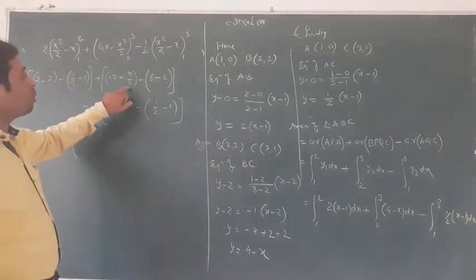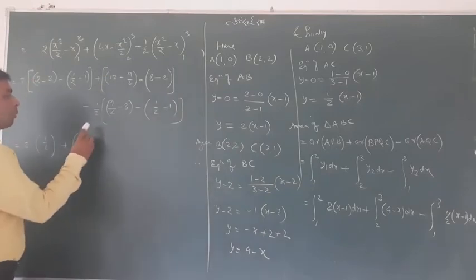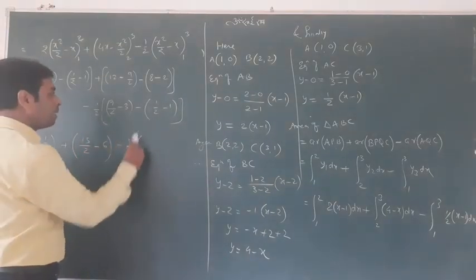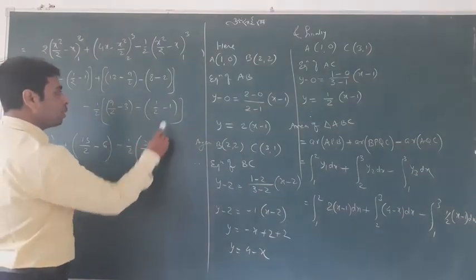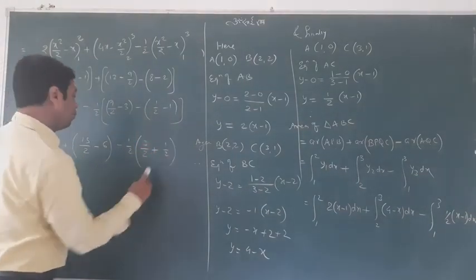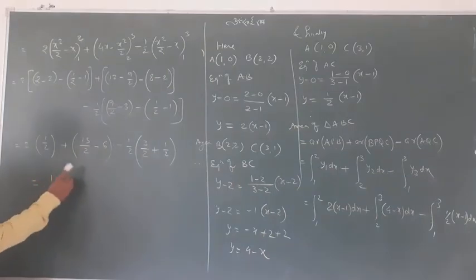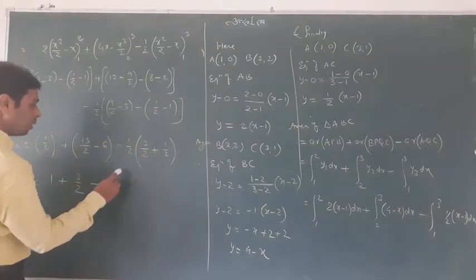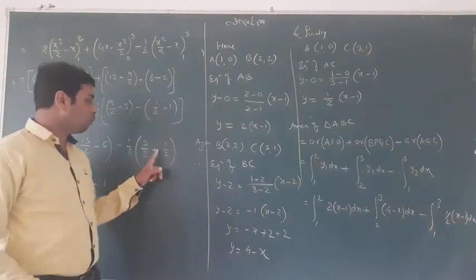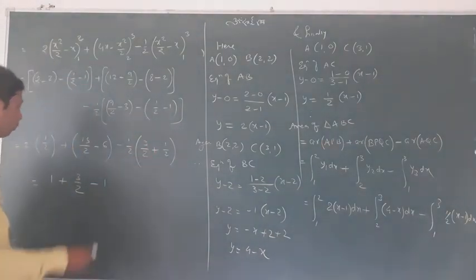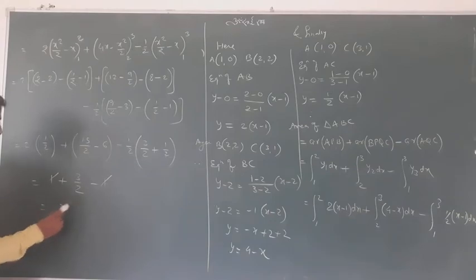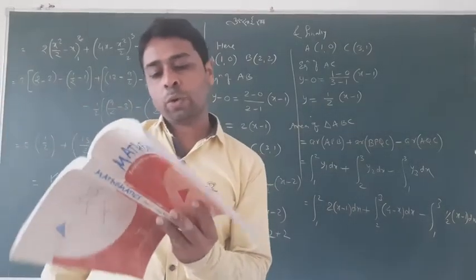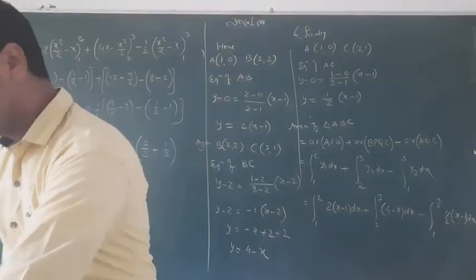Here it is 24, 15 by 2 minus this is 6, and this is 3 by 2 plus half. Lastly, it is 1 plus 3 by 2 minus this whole 1. This 4 by 2 is 2, 2 into cancel 1, 1 and 1 cancel. Lastly, the answer will be 3 by 2. If the calculation is okay, the answer will be correct. Yes, it is correct: 3 by 2.